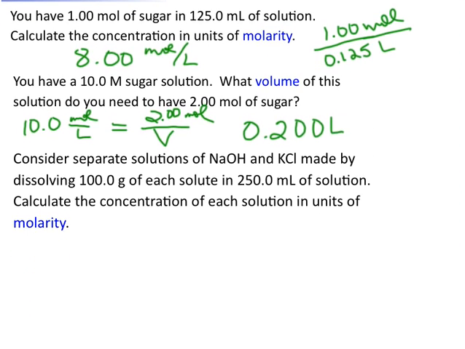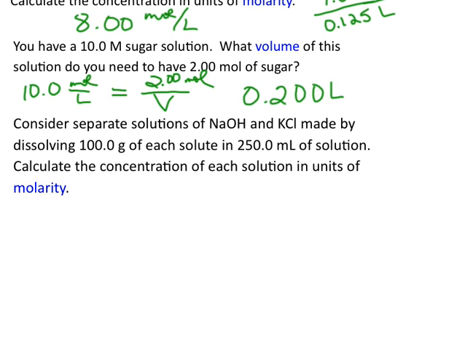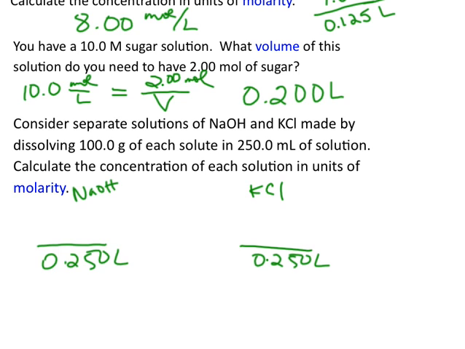Consider separate solutions of sodium hydroxide and KCl made by dissolving 10 grams of each in 250 mL of solution. Calculate the concentration of each with units. So this is my sodium hydroxide, this is my KCl. They're both going to have 0.250 liters. So what do I need to put on top to get molarity?